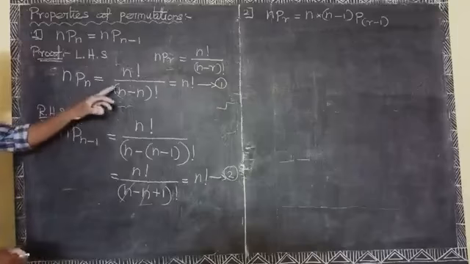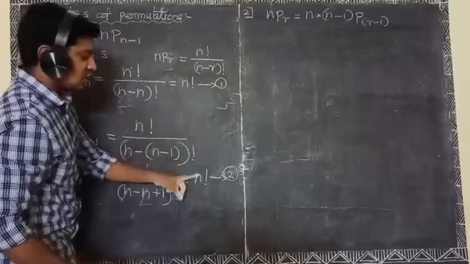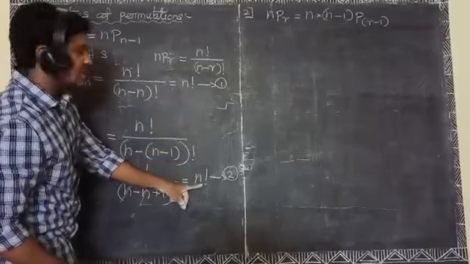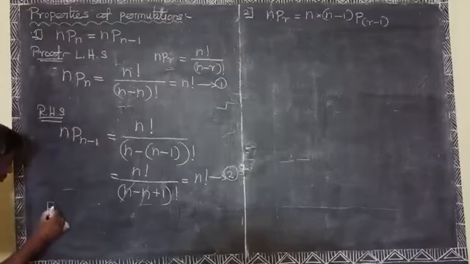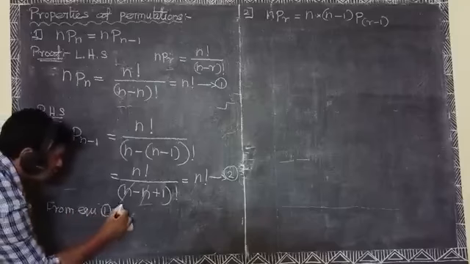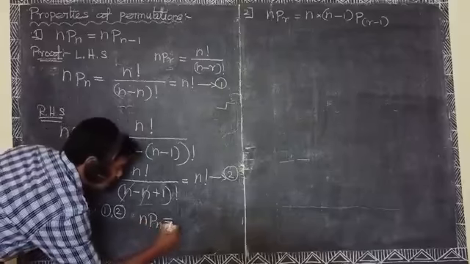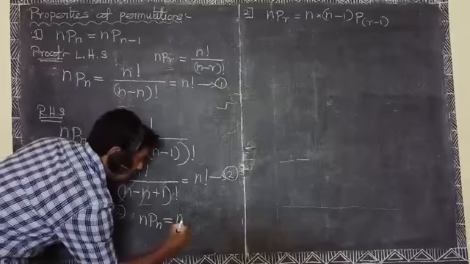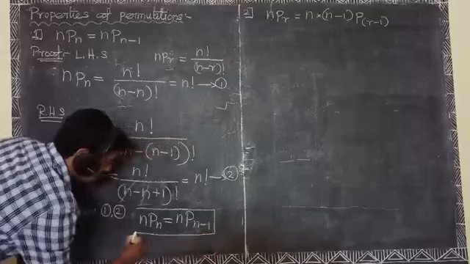Comparing equations 1 and 2, the result is n factorial. Both are the same, which means LHS and RHS are equal. From equations 1 and 2, nPn is equal to nP(n-1).